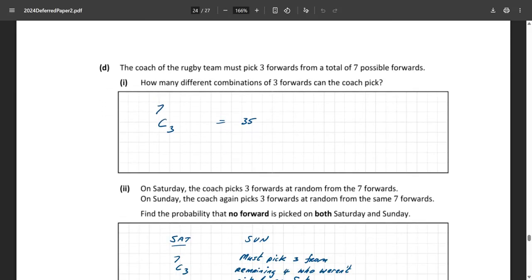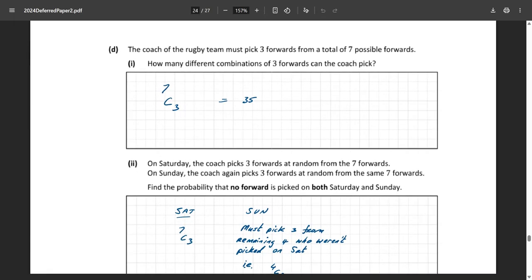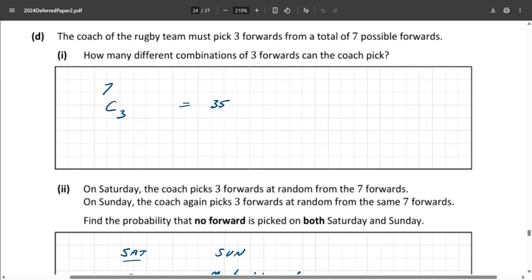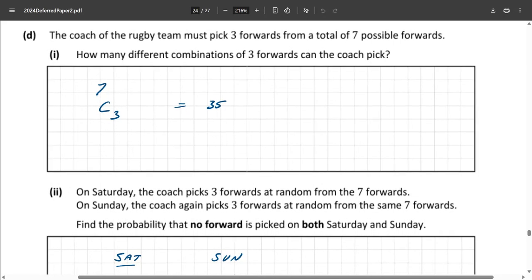Actually, there is one more part. So again, they added on this last part here. And this is a case of picking 3 people from 7, if you're picking a team. Now, when you're picking teams, the order doesn't matter. It doesn't matter which 3 you pick in which order.